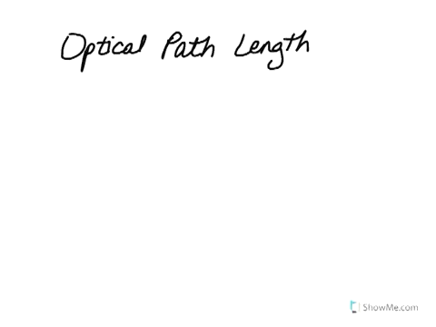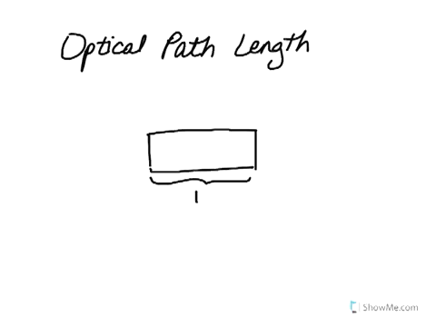To introduce the idea of optical path length, I want to first consider that we have a block of glass in air, and this glass is 1 meter thick and has an index of refraction of 1.50. And if we wanted to know how long it would take for a ray of light to travel from one end of the glass to the other, we could use our formulas.